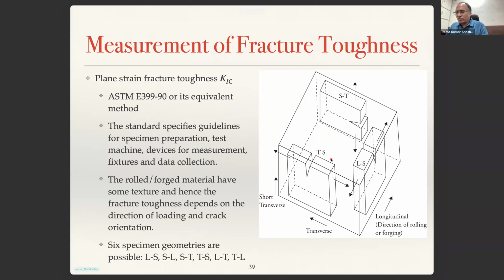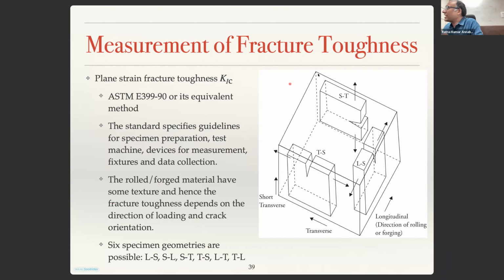Okay. So now we have talked about K1C, right? So what are the standard methods to measure this fracture toughness? So there are ASTM standards, particularly the ASTM E399-90 is the relevant standard for measuring plane strain fracture toughness. Plane strain meaning the loading conditions are such that the strain in the out of plane direction is 0.